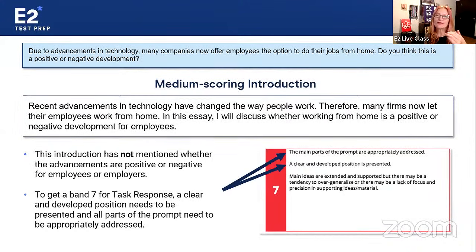That's a 7. For you to aim for an 8, it's going to be sufficient. It's going to really expand, and in this case, it would expand on technology. What types of technology? That would be a more expanded answer, and that would be an 8.